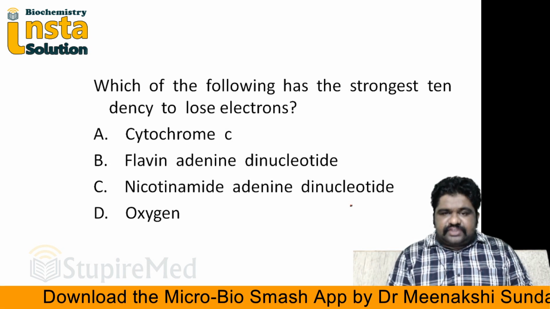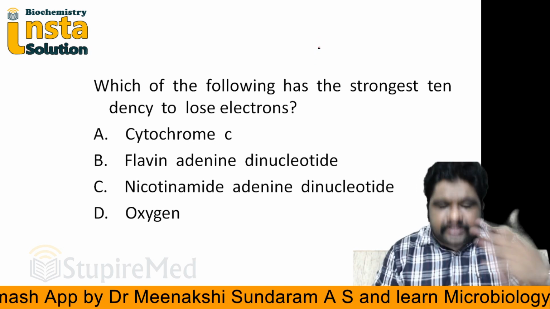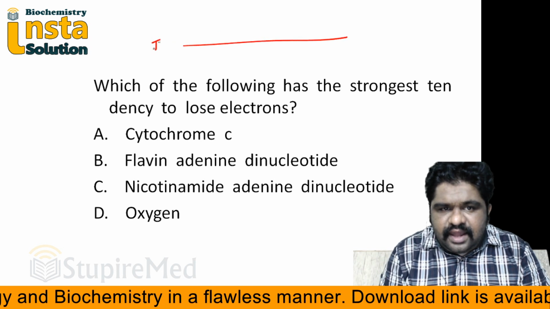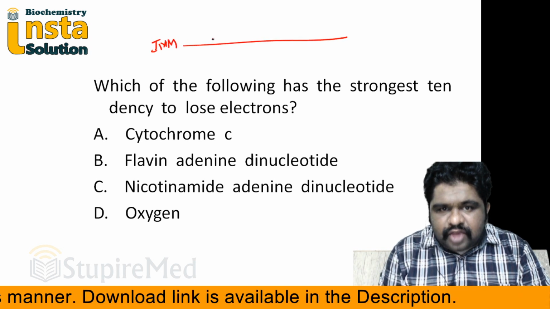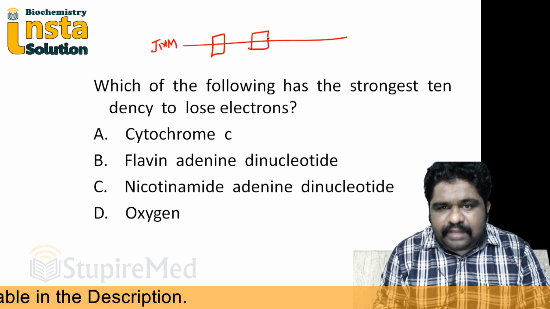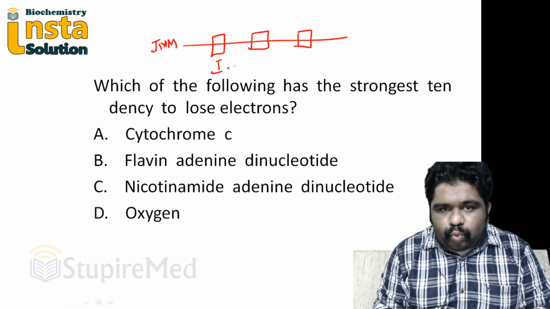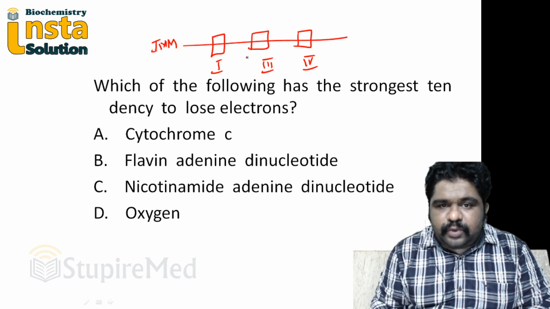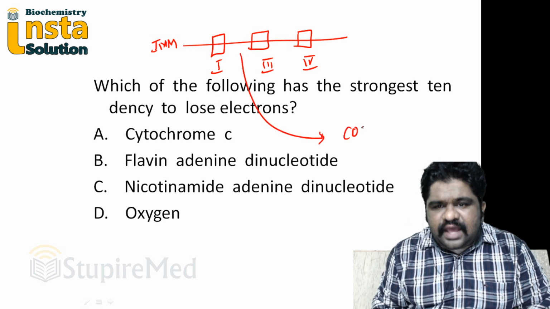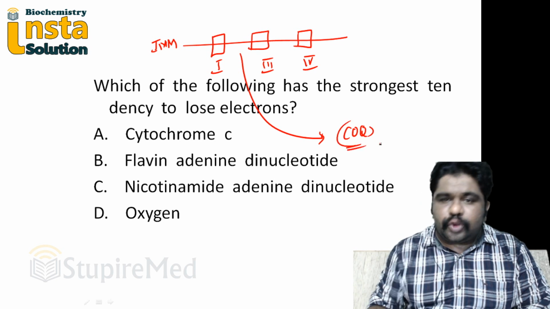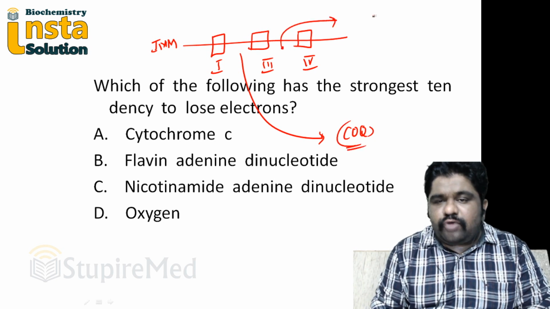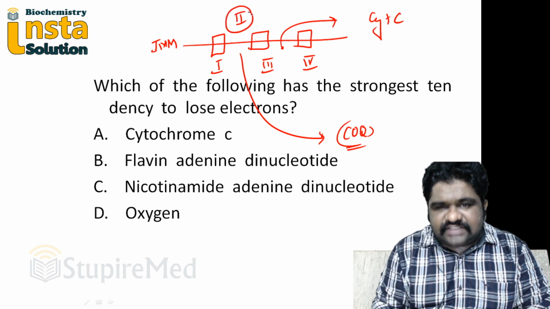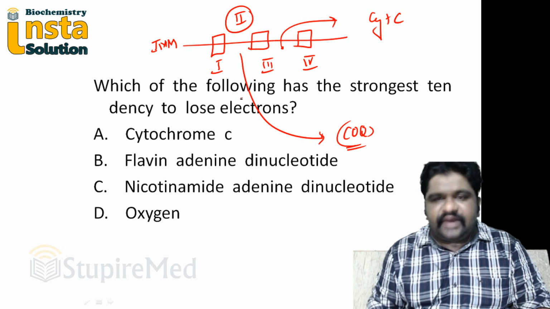This question is based on the electron transport chain. Let me tell you how the electron transport chain has been fixed. If you think about the inner membrane of the mitochondria, you have complex 1, complex 3 and complex 4 as fixed complexes. Between complex 1 and 3, you will be having a floating complex called CoQ. Between 3 and 4, there is one more floating complex called cytochrome C. Here in this area, you will have a second complex also which can offer electrons.